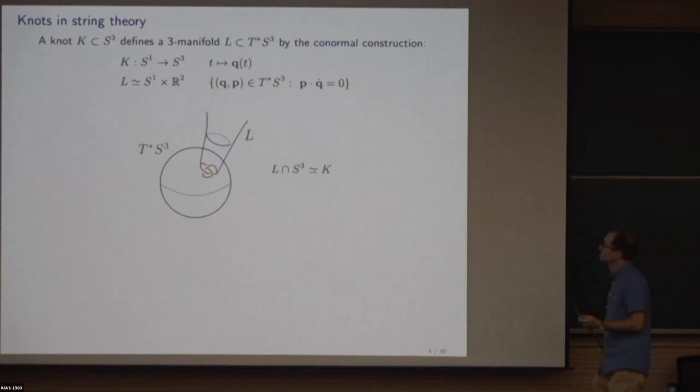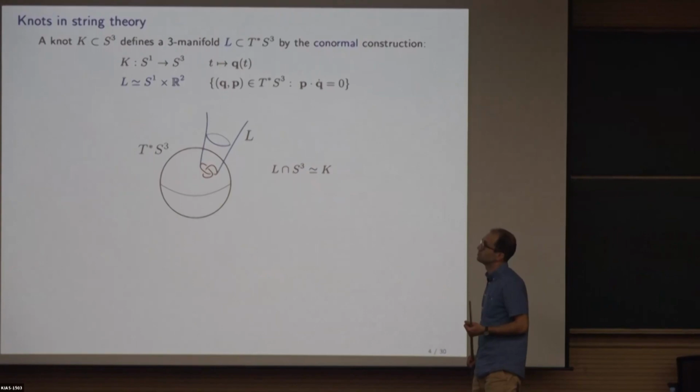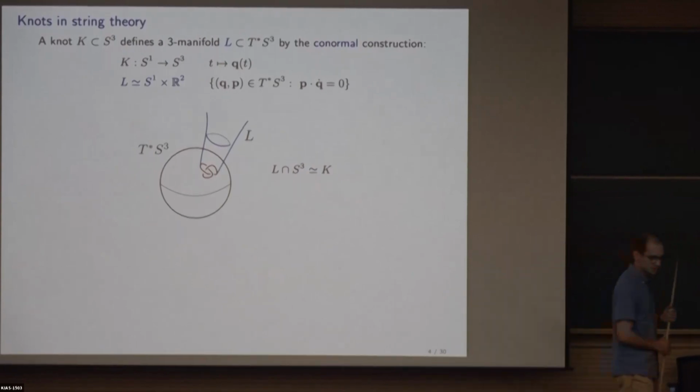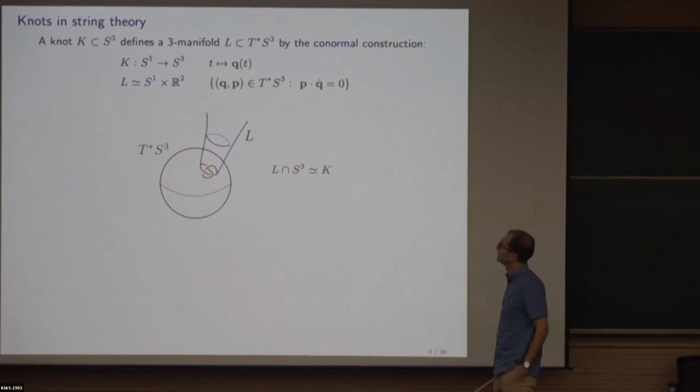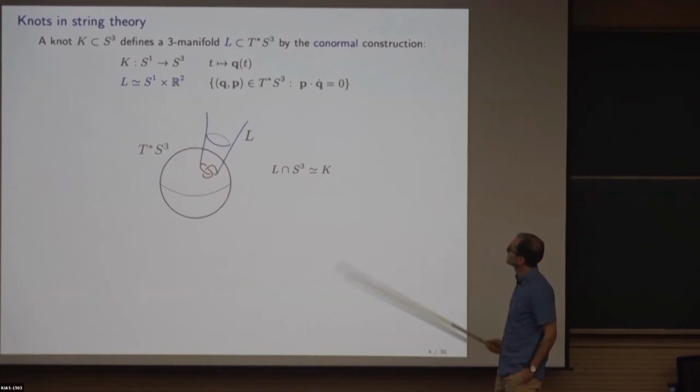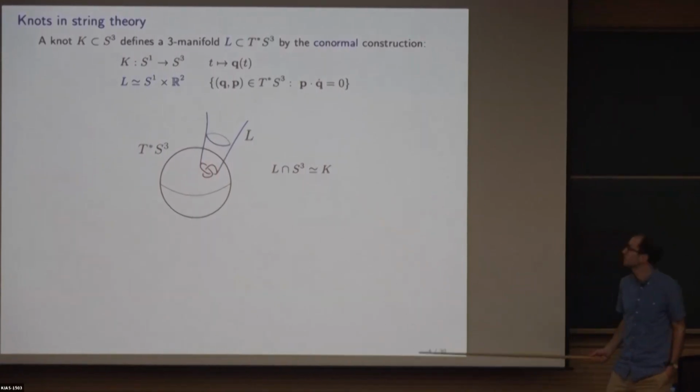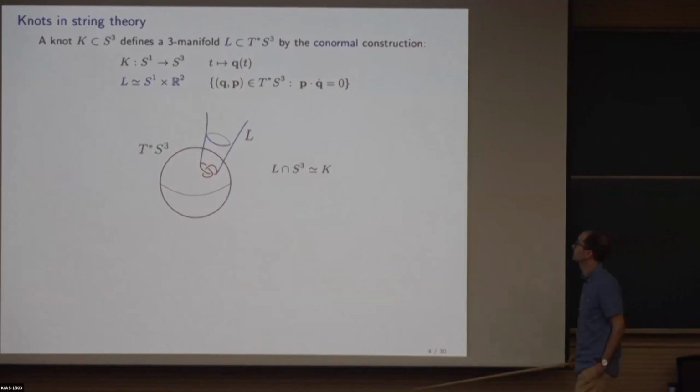So there's a physics setup where this kind of generating series actually shows up fairly naturally. I'm going to review this briefly. Given a knot in the three-sphere, there is a canonical construction that associates to the knot another three-manifold called the conormal Lagrangian.